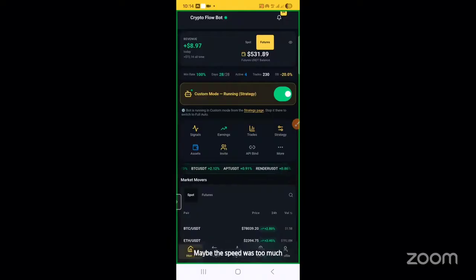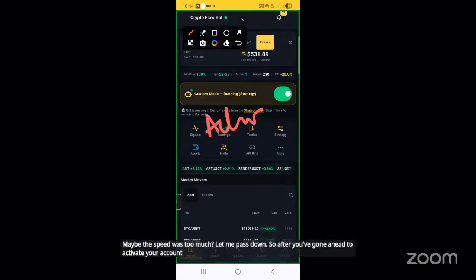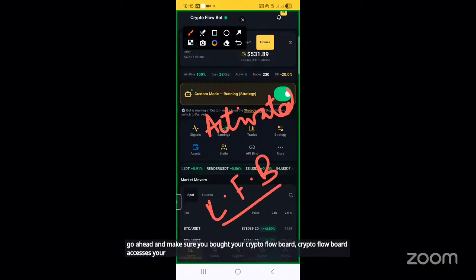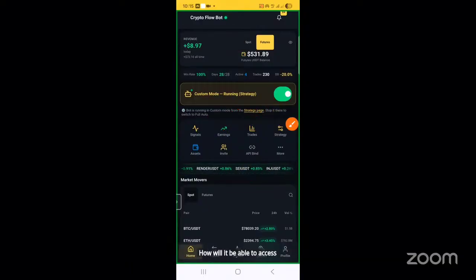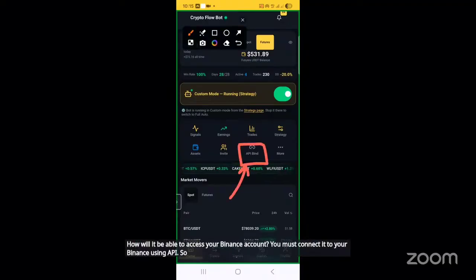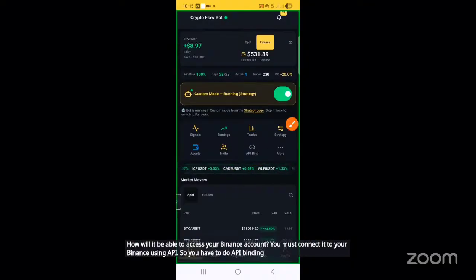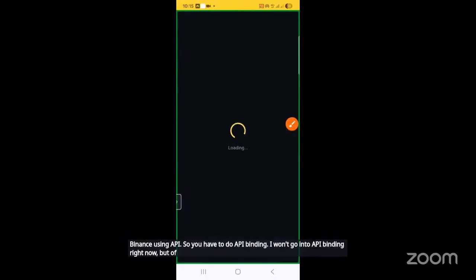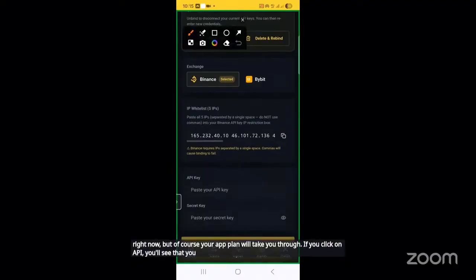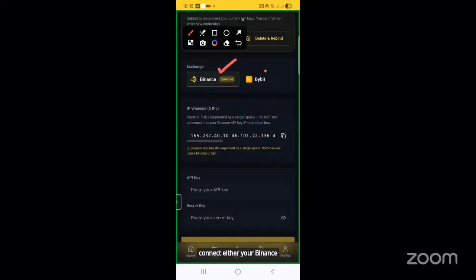So after you've activated your account, you have to make sure your CryptoFlow board accesses your Binance account. How will it be able to access your Binance account? You must connect it to your Binance using API. So you have to do API binding. I won't go into API binding right now, but of course your upline will take you through. If you click on API, you'll see that you must connect either your Binance account or your Bybit account.